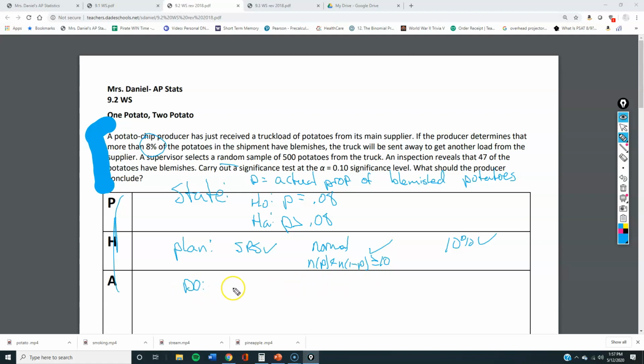Do. Alright, we need to obtain our p-value and our test statistic, which I'm going to pause it now to put a break. I'm going to use my calculator. You'll see it's going to be a separate video.